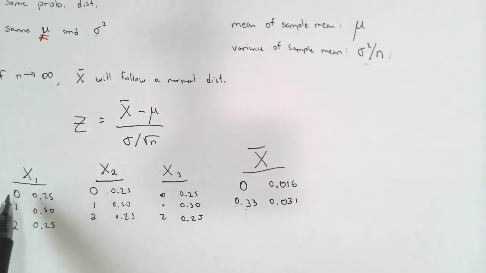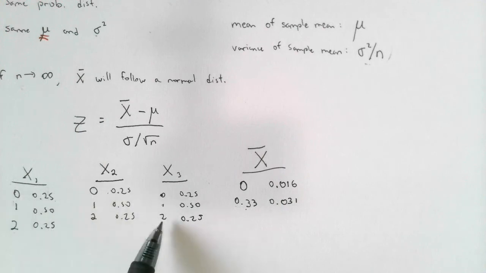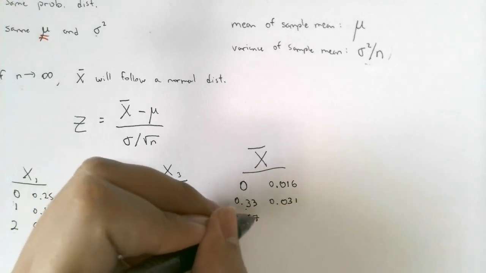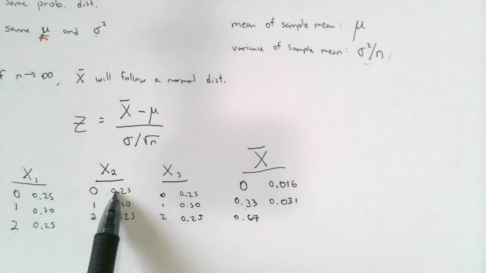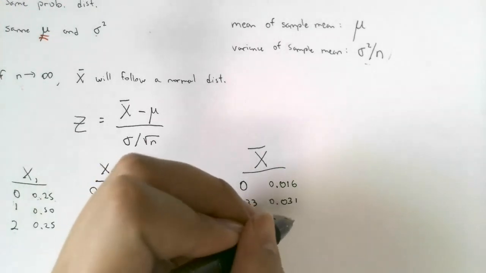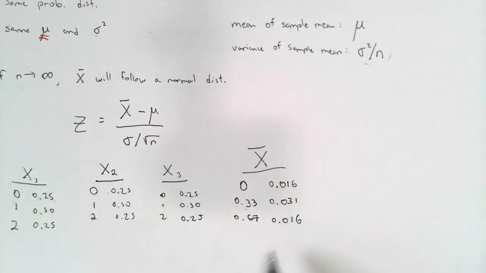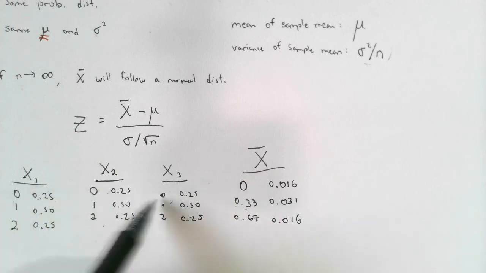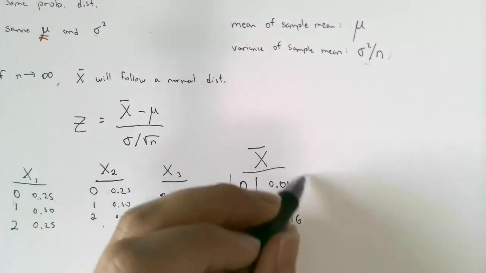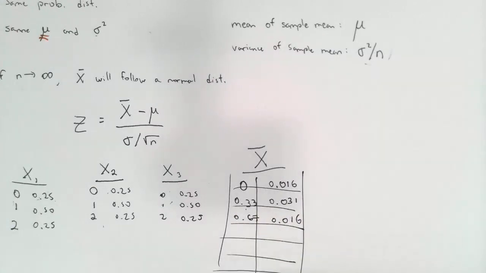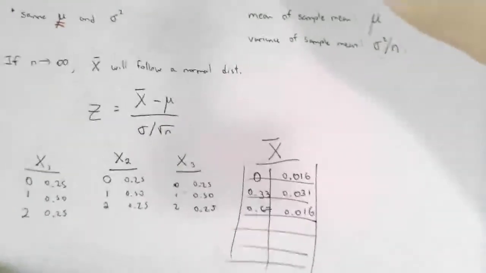You could also have a sample mean if your outcomes were 0, 0, and 2. In that case, your mean will be 0 plus 0 plus 2 divided by 3, which is about 0.67. And the probability of that occurring is 0.25 times 0.25 times 0.25, or roughly 1 or 2%. You can keep repeating this for all the other combinations of 0, 1, and 2. You can repeat it and form a probability distribution that consists of the sample means of all of the possible outcomes in your experiment.